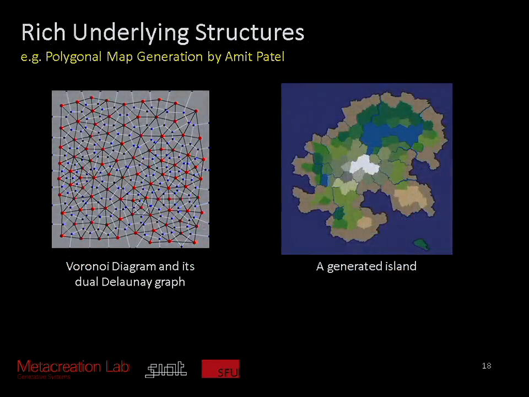Now, one advantage of starting with an underlying structure is that we can capitalize on the rich examples from the practice. This one is from Polygonal Map Generation by Amit, where the generation of a world map starts with a Voronoi diagram, and through some forms of annotations and transformations, we eventually get a map like that. So that's an island, and the colors tell you something about the terrain. So a system can take either of these: the Voronoi diagram or the transformed version of it.